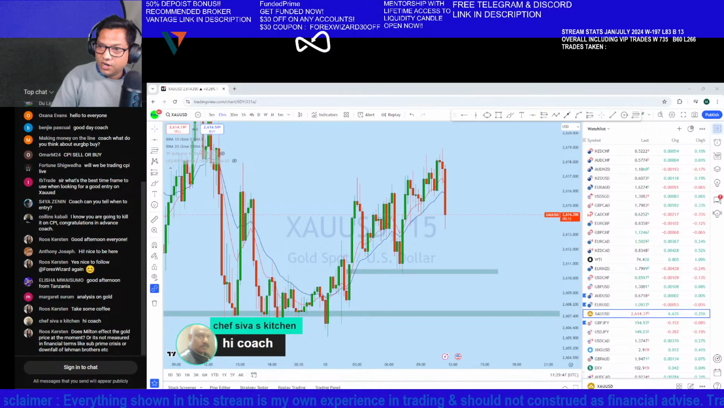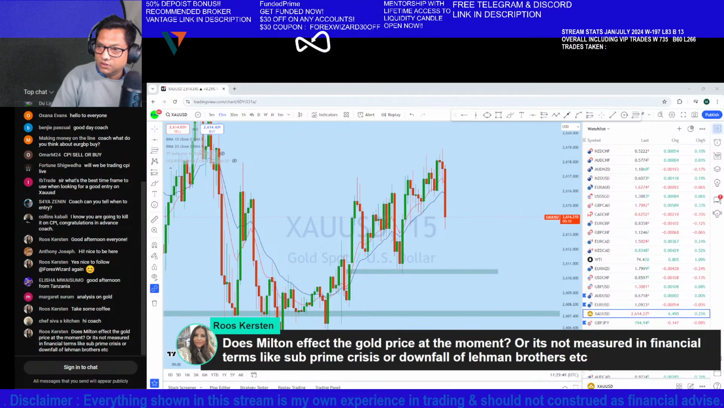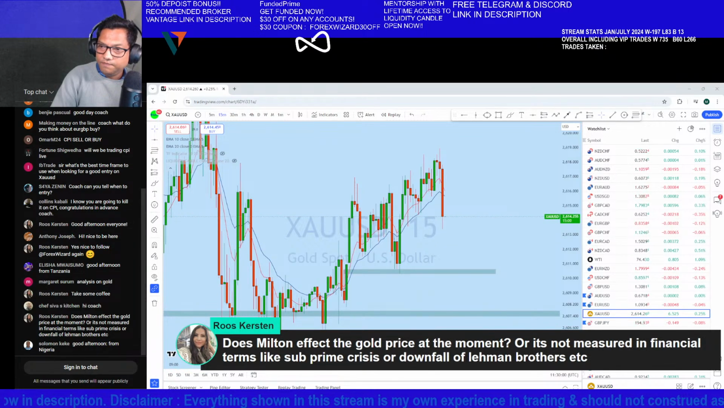Does the Milton effect affect the gold price at the moment, is it measured in financial terms like the subprime crisis? That's a thoughtful question.